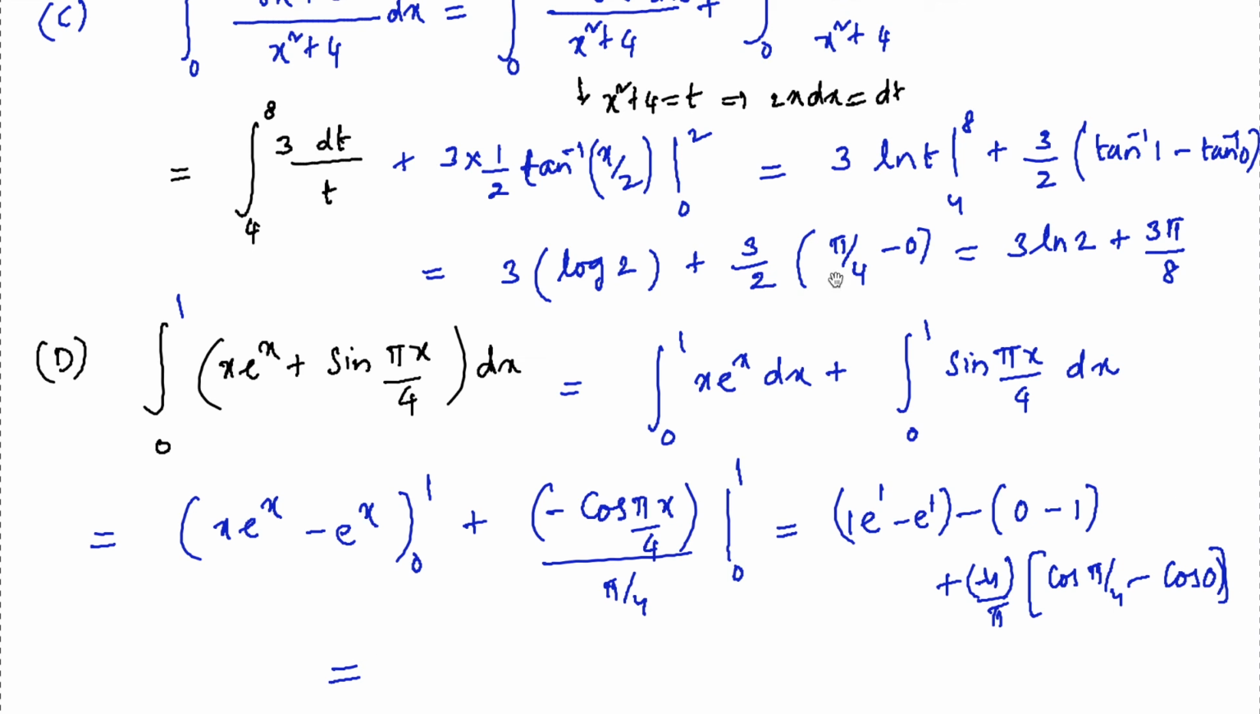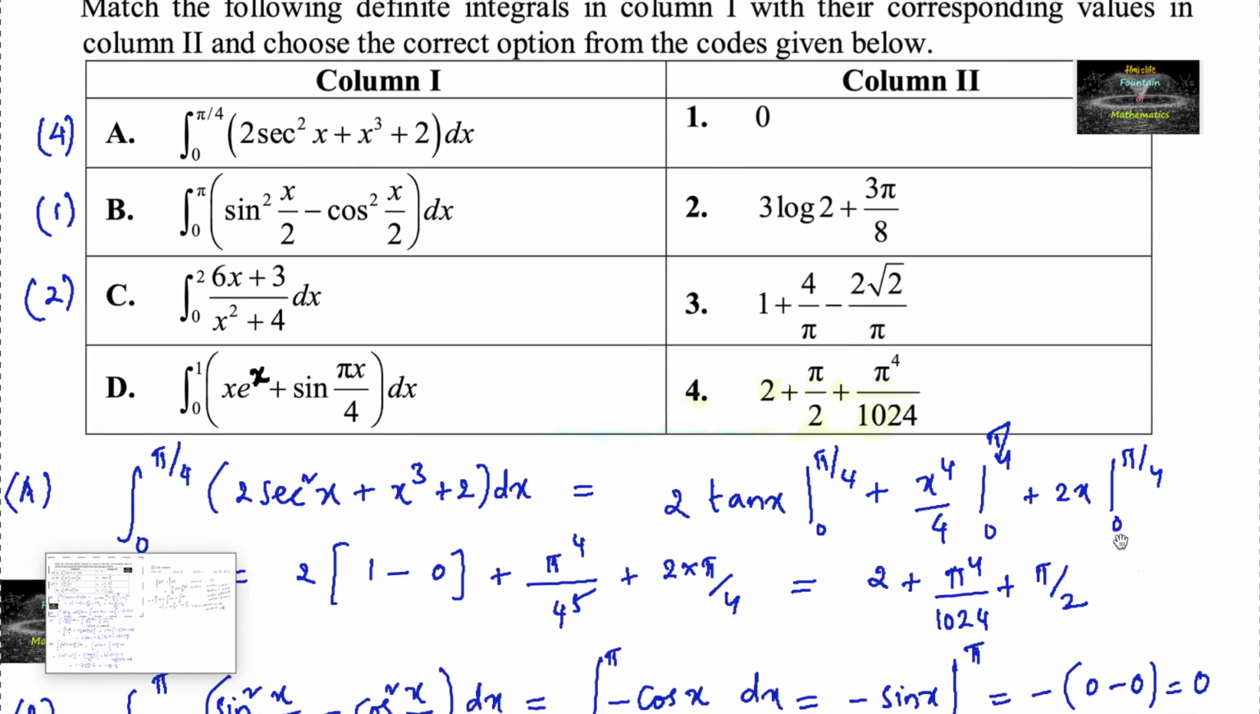so which equals to, e minus e is 0 and minus of minus 1 plus 1, and this is minus 4 by pi, cos pi by 4 is 1 by root 2, and again minus of minus plus cos 0 is 1 times of 4 by pi, so this is 1. This 4 by root 2 we can multiply and divide with root 2, so this is 2 root 2 minus 2 root 2 divided by pi plus 4 by pi, so we can go with the third option.